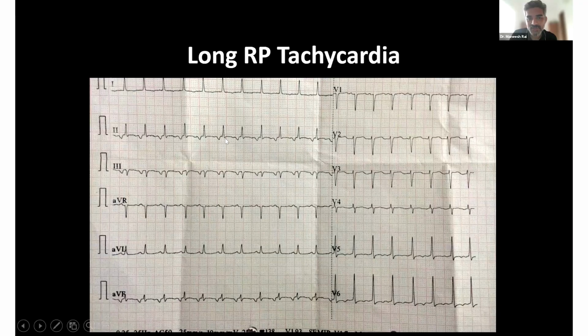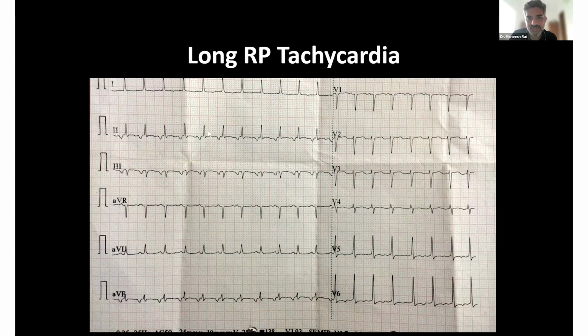Here, if you look, the P wave occurs in the later part of the RR interval. If you divide this RR interval into two, it falls in the later part. The RP interval is much bigger than the PR interval. So this is a long RP tachycardia. And as I said, the classic examples of long RP tachycardia are sinus tachycardia, atrial tachycardia, PJRT, and atypical AVNRT.